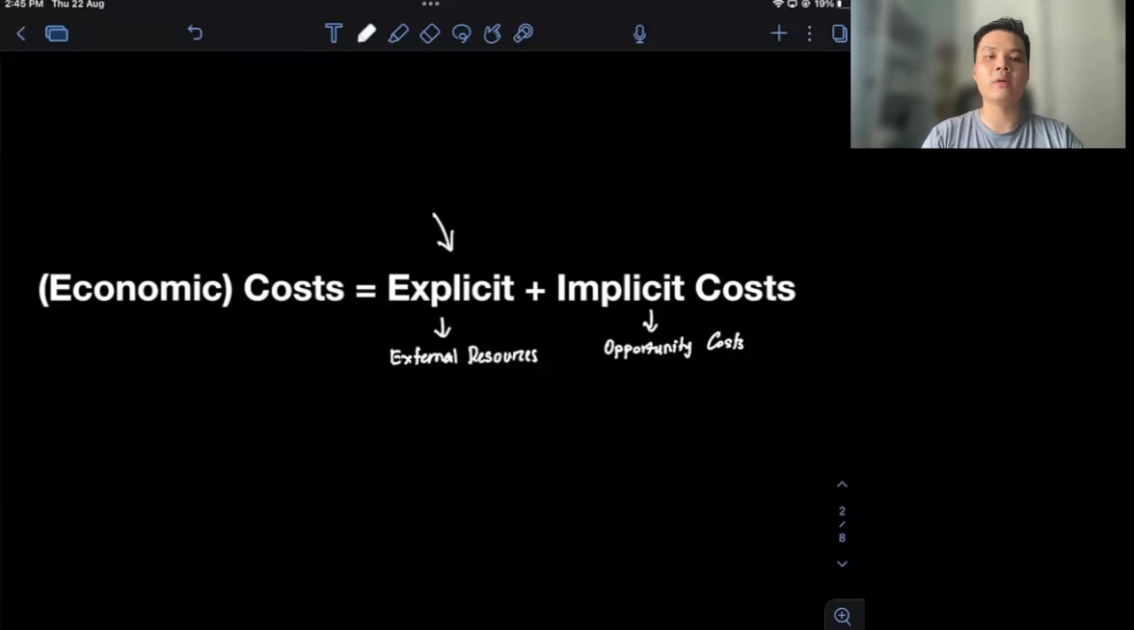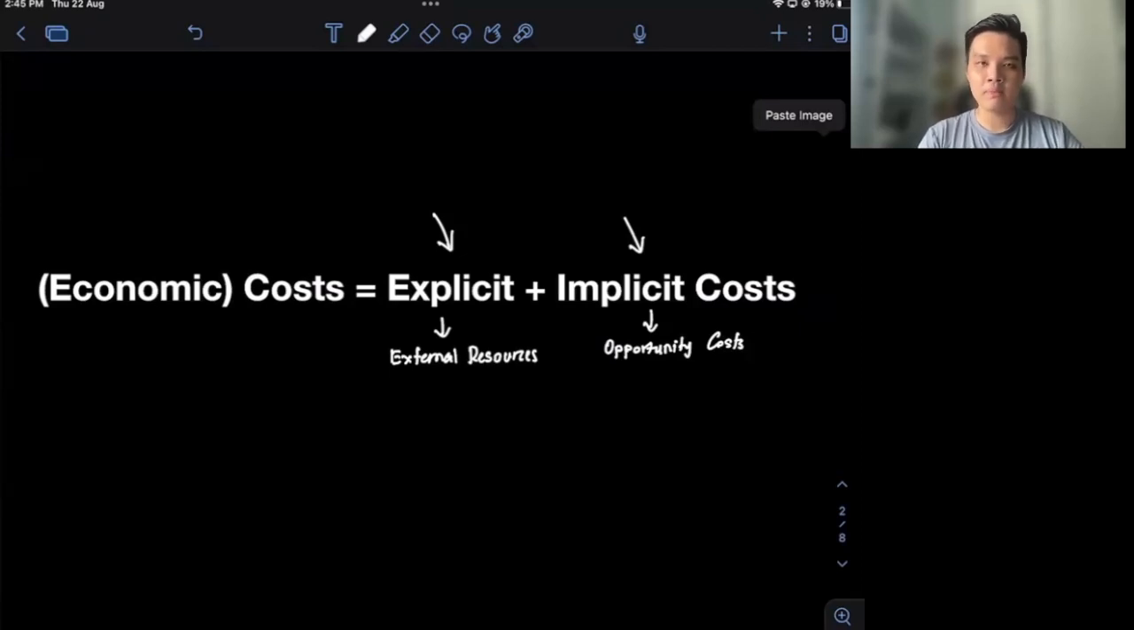Next, we can think of implicit costs as opportunity costs over here. Implicit costs are incurred when the firm uses resources it already owns and as a result sacrifices potential income. So for example, going back to my wooden business example, if I own some land to grow my trees to make my tables, this is an implicit cost.